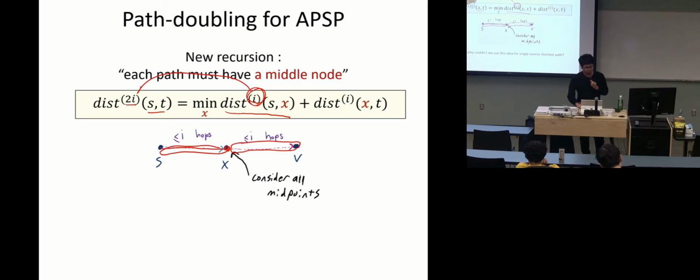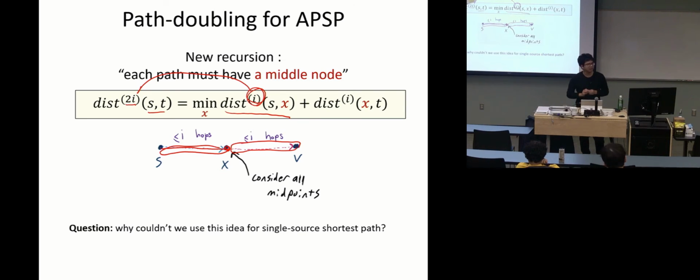One question though, why couldn't we use this idea, which seems good, for single source shortest path? We know the distances from any vertex to T. Yeah, exactly. This recursive equation works under the fact that we have computed all pair distance in the previous round, but here it requires a distance from x to t, right? So it just doesn't work if we just keep computing single source distance.